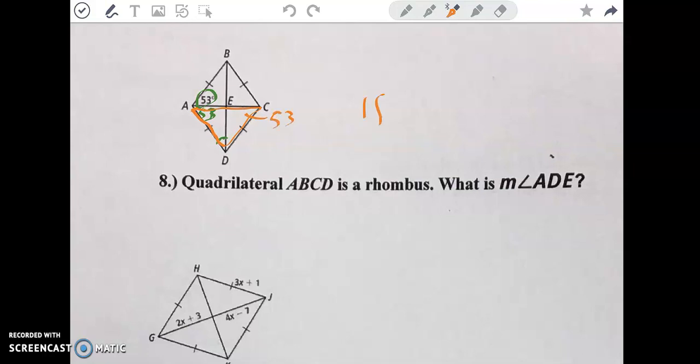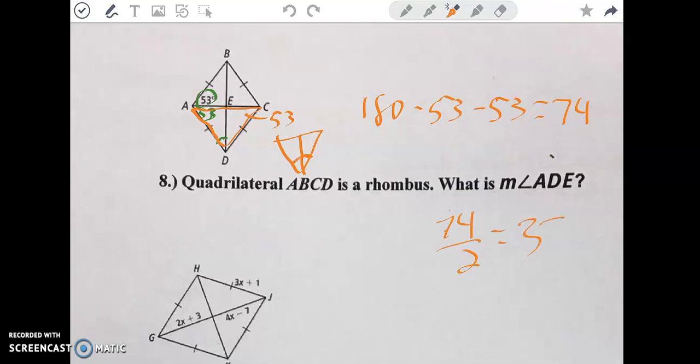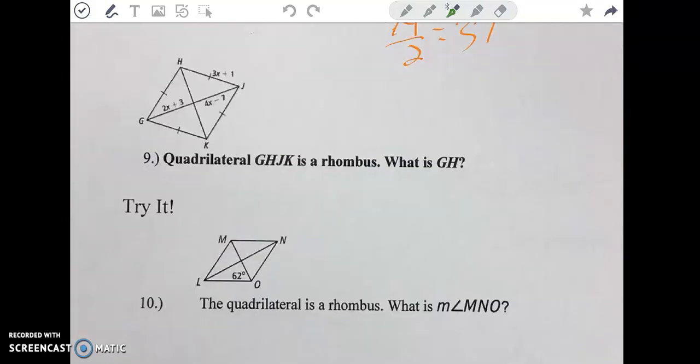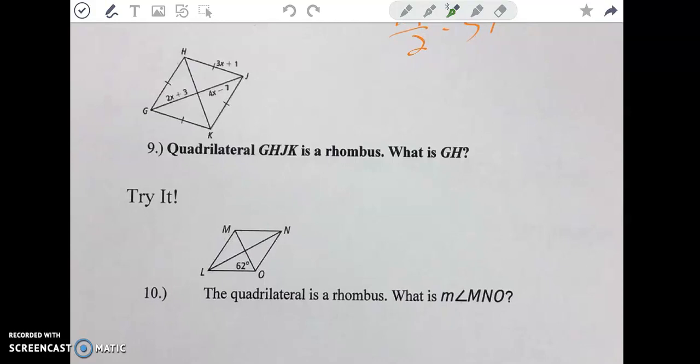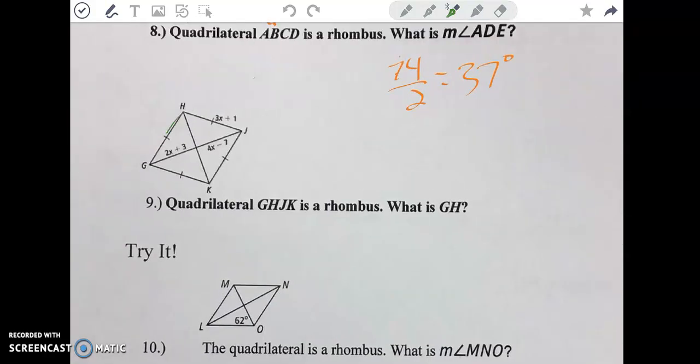So now I just take 180 minus 53 minus 53, and I get 74. So 74 represents all of this. But then you'll notice there's a line that bisects it. Remember those diagonals are angle bisectors as well. So then I take the 74 and divide that by 2. And when I get 74 divided by 2, I end up with 37. So angle ADE, the green portion here, is 37 degrees.